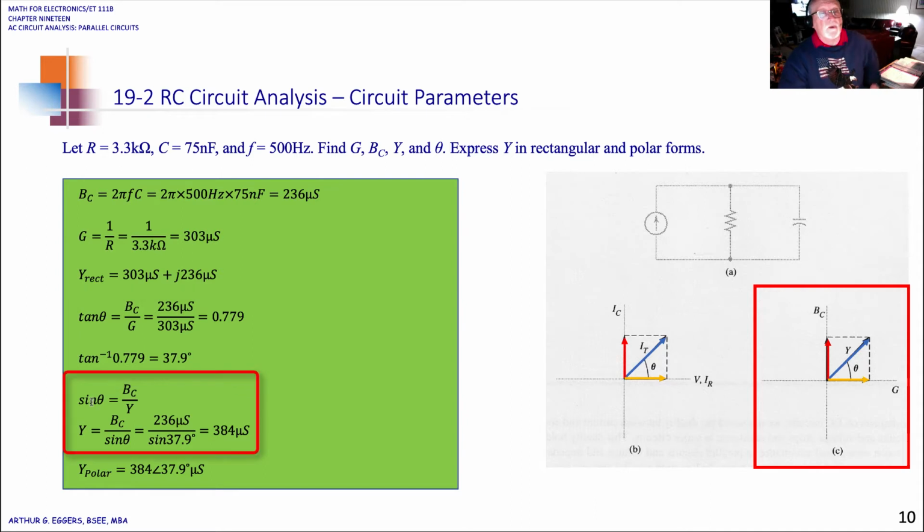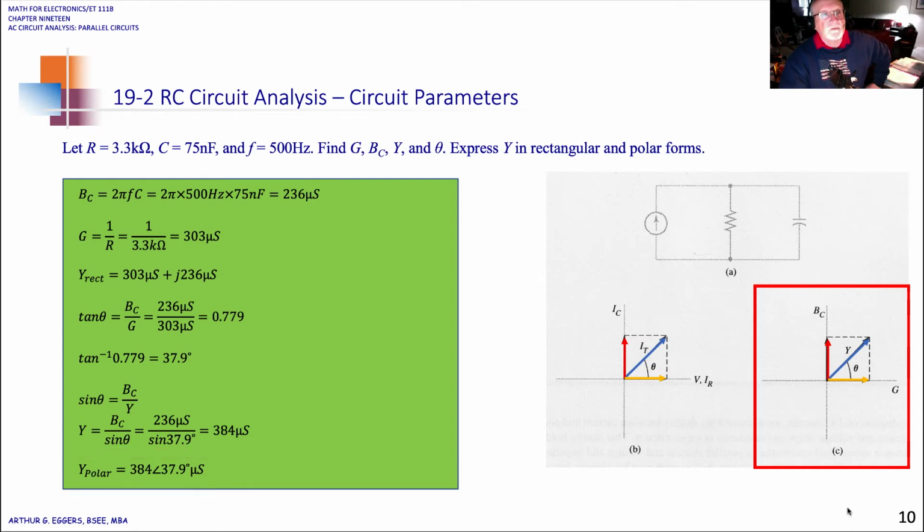So again, now we need to switch to another trigonometric function that allows us to solve by using what we know. In this case, the problem asked us to solve for Y, the admittance, and we can turn our terms around so that we now have Y is equal to B sub C over sine theta. And we can put those values into the ratio here, and we get a value of 384 microsiemens. So in polar form, 384 microsiemens at an angle that we solved for, 37.9 degrees.